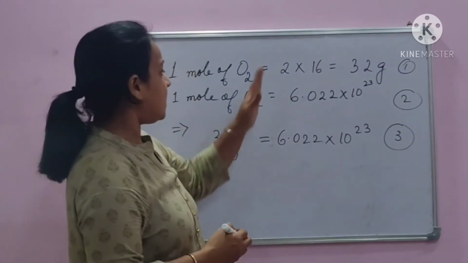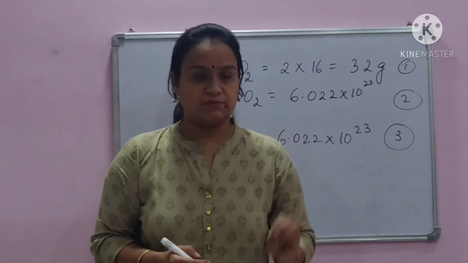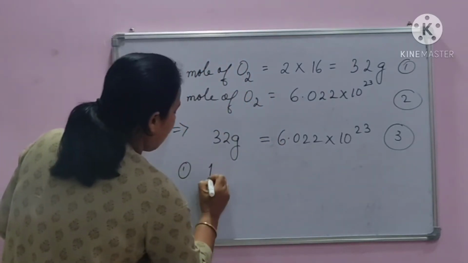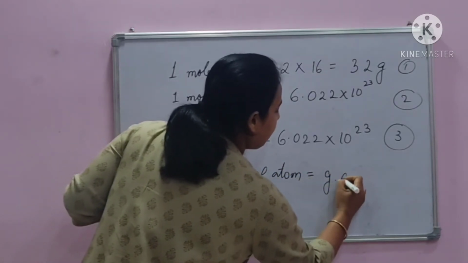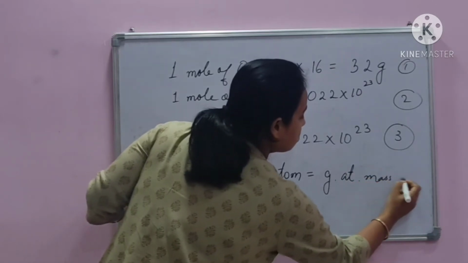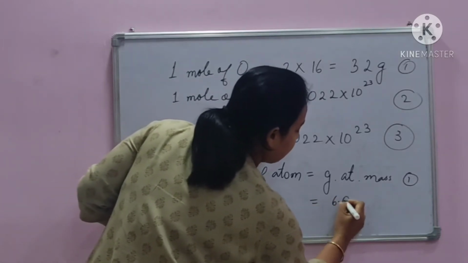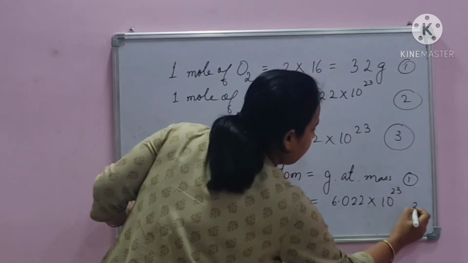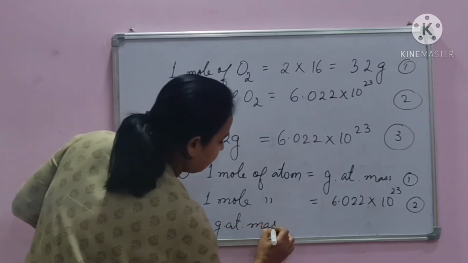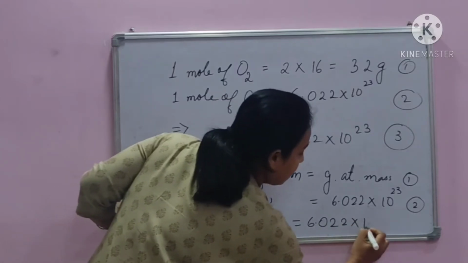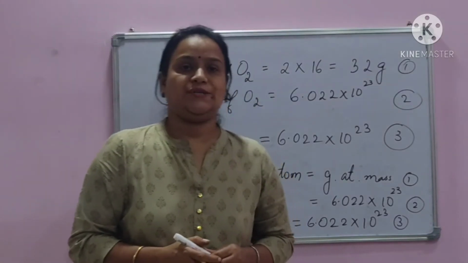I hope that's clear. So these are the 3 points that we need to keep in mind while solving problems based on mole concept. What are the 3 points? Number 1, 1 mole of atom or molecule, whatever it is, is equal to the gram atomic or molecular mass. Second point, 1 mole of any substance is equal to the Avogadro's number. And third point, we combine these two. That means we can say gram atomic or molecular mass of any substance is equal to this fixed number. So these are the points we'll keep in mind while solving problems based on mole concept.